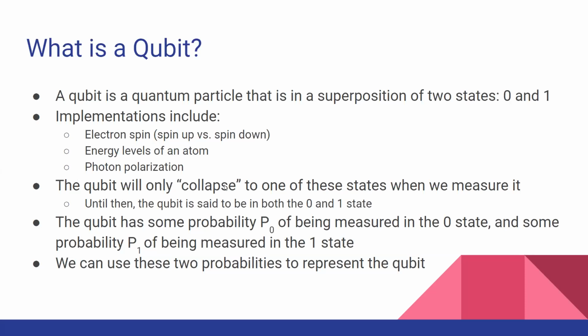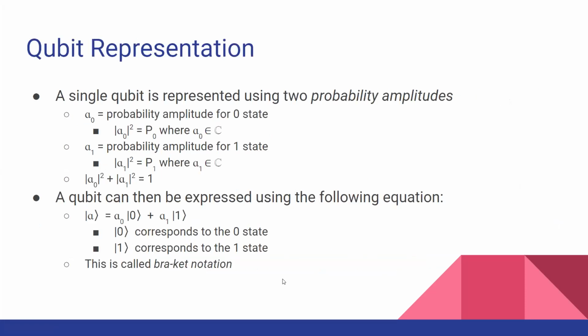So a qubit will only collapse to one of the definite states, 0 or 1, when we measure it. Until then, the qubit is said to be in a superposition of both the 0 and 1 state. We say the qubit has some probability p0 of being measured in the 0 state and some probability p1 of being measured in the 1 state. We can use these two probabilities to represent the qubit mathematically.